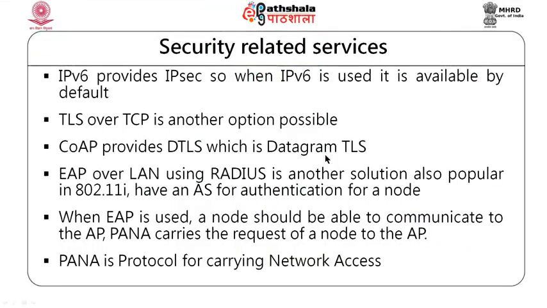Not only that, my mesh network should also provide services related to security. For example, if I am using IPsec with IP version 6, which I am not actually using, I use RPL in most cases. By default, IPsec comes with IP version 6, so if IP version 6 is ever used, IPsec comes with it. IPsec provides both authentication as well as encryption.